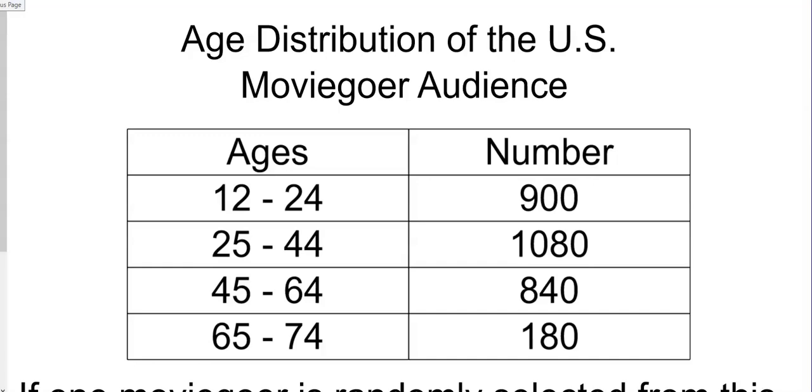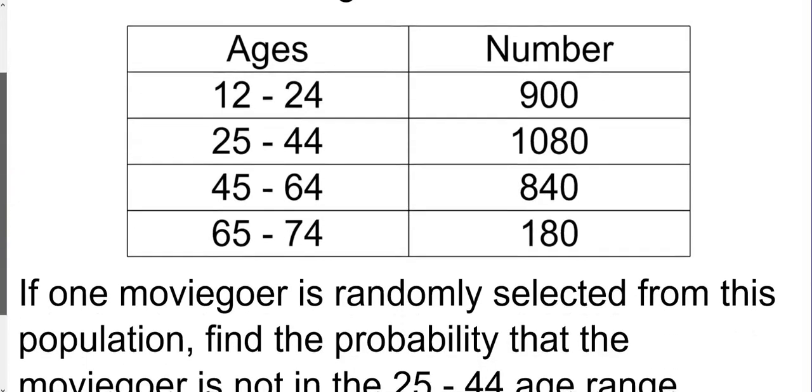So, here's another one. This time, they're actually giving you a table of values. Our table is about the age distribution of U.S. moviegoer audiences. We have 12 to 24s, there were 900 of them. 25 to 44, there were 1,080 of them. 45 to 64, there were 840, and 65 to 74, there were 180.